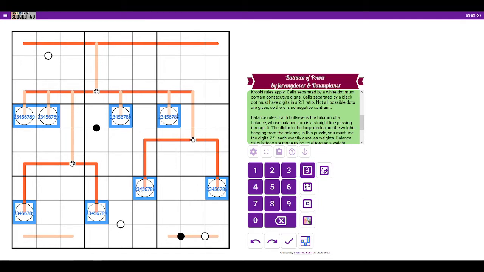So, what do I know? Well, this must be half of this in order for it to weigh the same. So that means that this can only be the digits 2, 3, 4. And likewise, this can only be 4, 6, 8. Same thing that we can discover here. This has to be 4, 6, 8, 2, 3, 4.